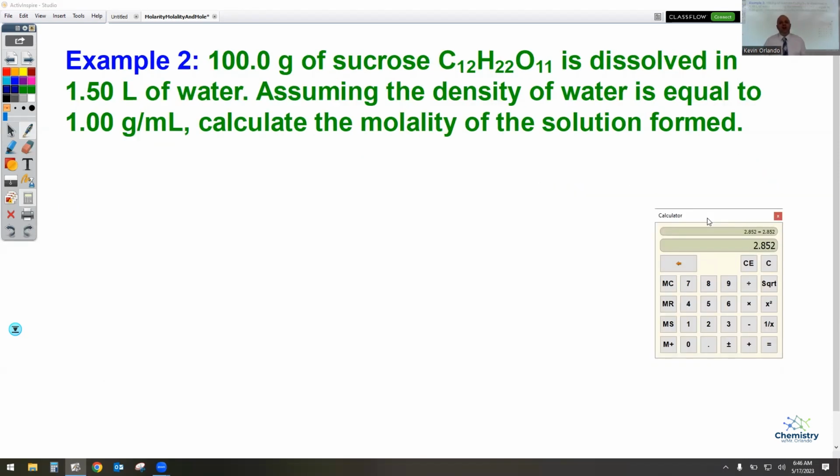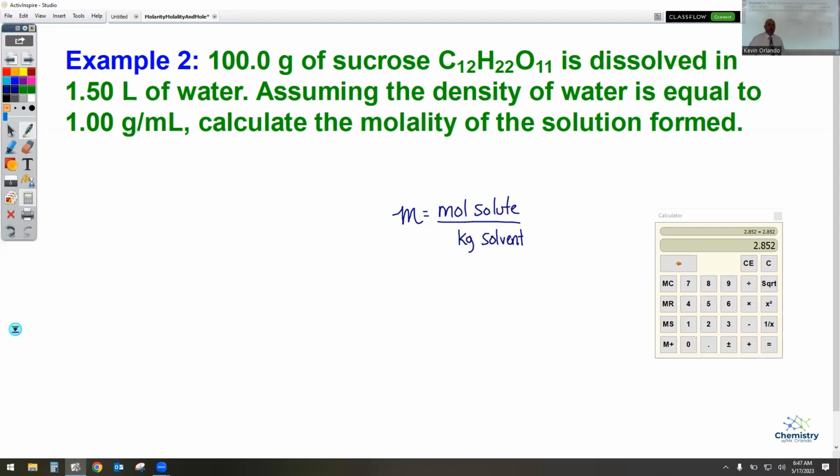Okay, here's just a little twist on a similar problem. So instead of the problem providing you the kilograms of solvent or even the grams of solvent, this time they're giving you the volume of solvent, and we need to use density in order to convert that into a mass before we can substitute it into our molality equation. So let's take a look at our molality equation first. So just a reminder, we have moles of solute per kilogram solvent.